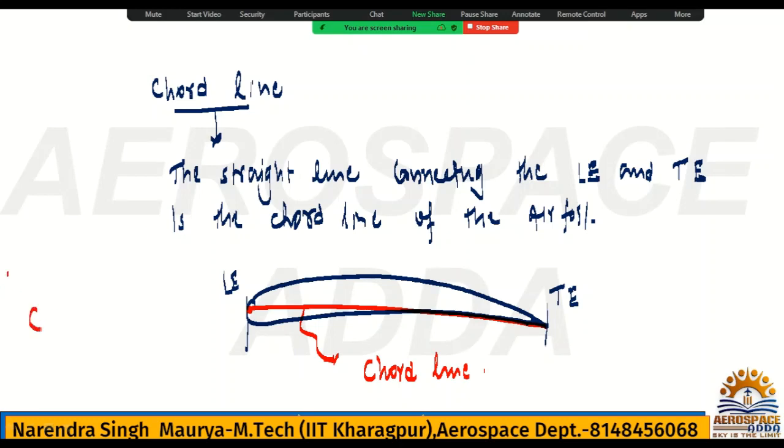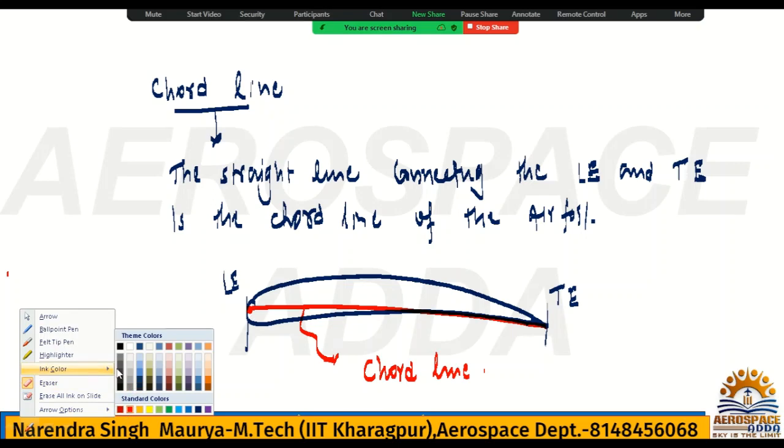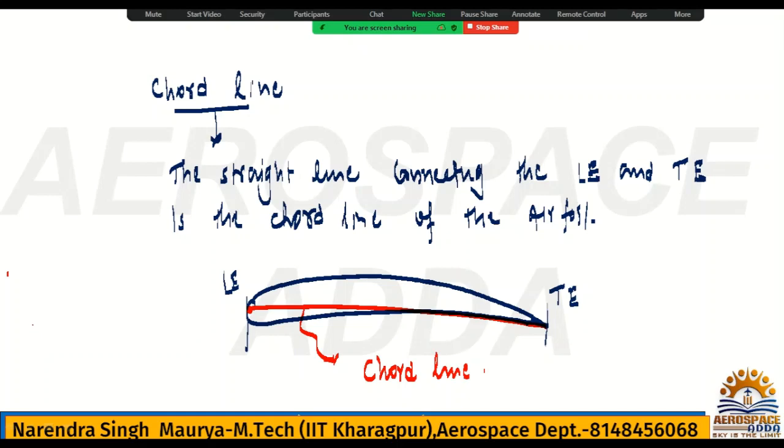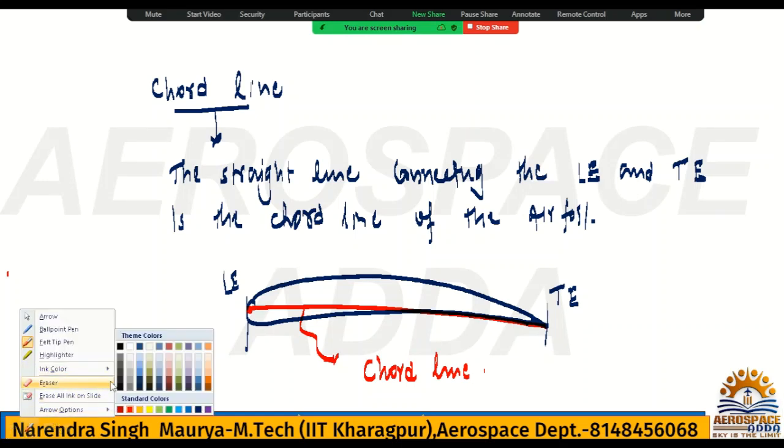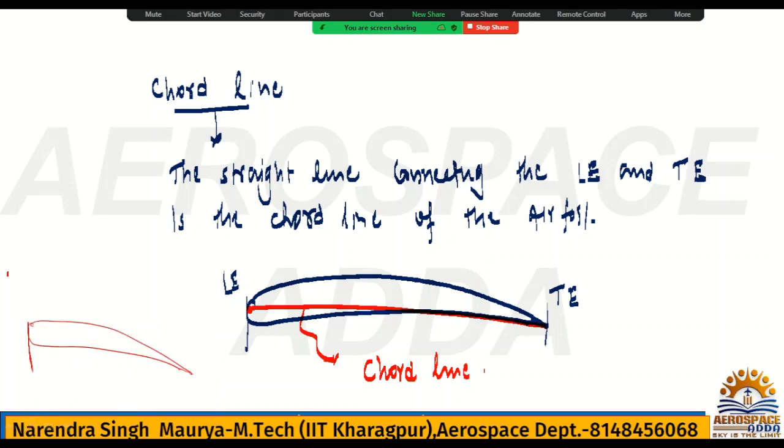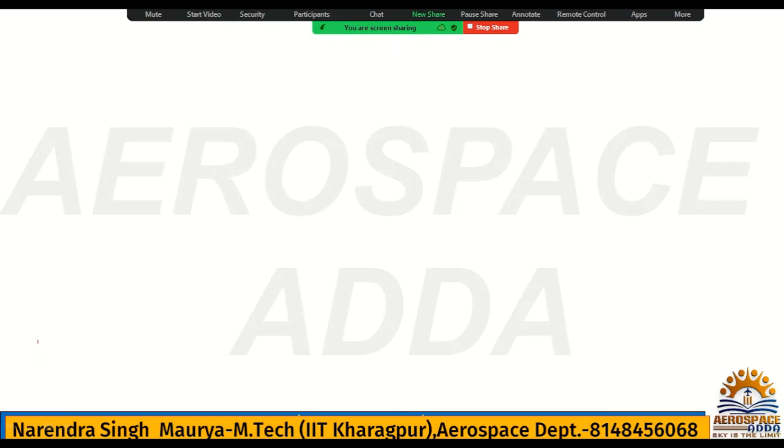For example, the airfoil is like this. Suppose this is the airfoil. Now if you go for the leading edge and trailing edge, sometimes this is the surface here, but your chord line can go away from it also. It's possible, nothing to worry. The diagram should be very clear. I'm not good at doing sketches, so please just focus on my statement. Diagram you can draw on your own.